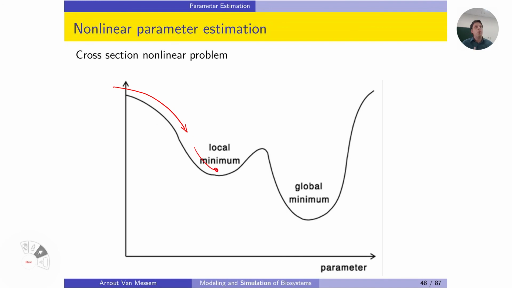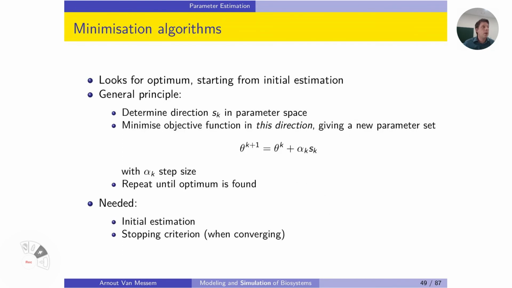And depending on how your iterative process is working, depending on the step size you will be taking, it can be that you get stuck. So that's a difficulty with a nonlinear problem. With a nonlinear optimization problem, there are local minima and you can get stuck in those. The minimization algorithm is in itself not too difficult.